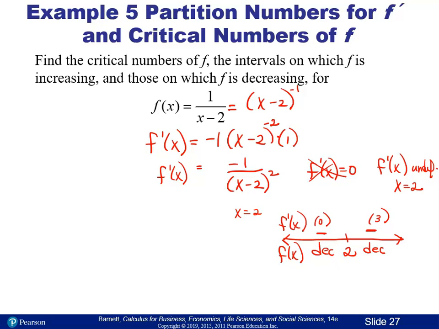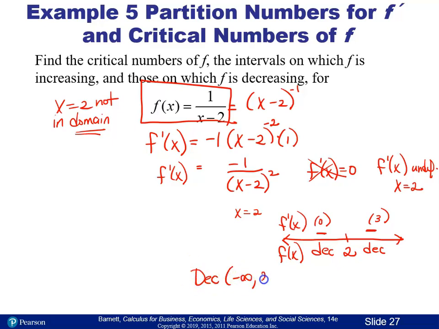So the tendency would be to say it decreases for all values of x, but there is actually one value of x that's not in the domain of our original function. And so if we look back at this, we can see that when x equals 2, that is actually not in the domain. So since it's not in the domain, we can't actually say it decreases there. We have to say on this one that it decreases from negative infinity to 2, and then again from 2 to infinity. But we do need to exclude the value of 2.